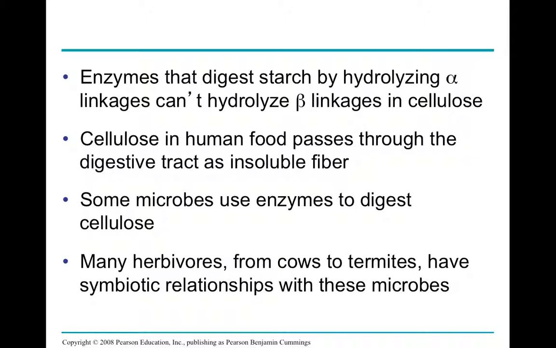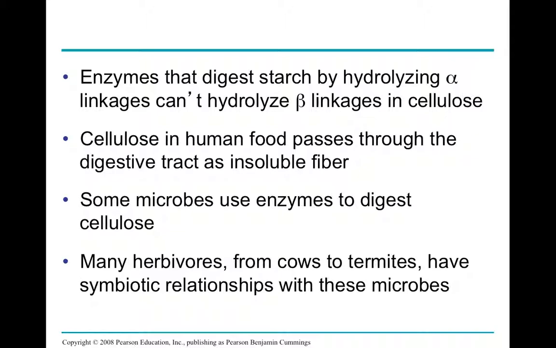Enzymes that hydrolyze the alpha linkages in starch cannot hydrolyze the beta linkages in cellulose. In other words, the enzymes that break down starch can't break down cellulose, and that's because of the way those two monomers are joined together. The enzyme is a certain shape that only breaks down the alpha linkage, but it can't do the beta linkages. So cellulose in human food just passes through the digestive tract as insoluble fiber. You probably know to eat your vegetables and get enough fiber, and one reason is that it helps things go through, because it's not broken down. Humans break down starch and not cellulose, so things just keep passing on through.